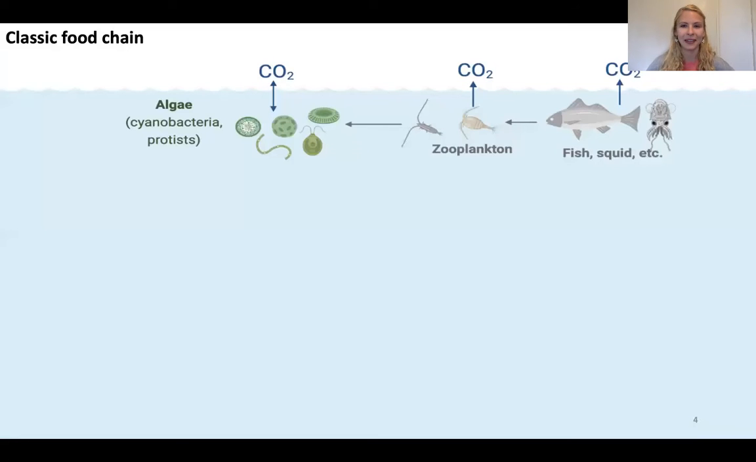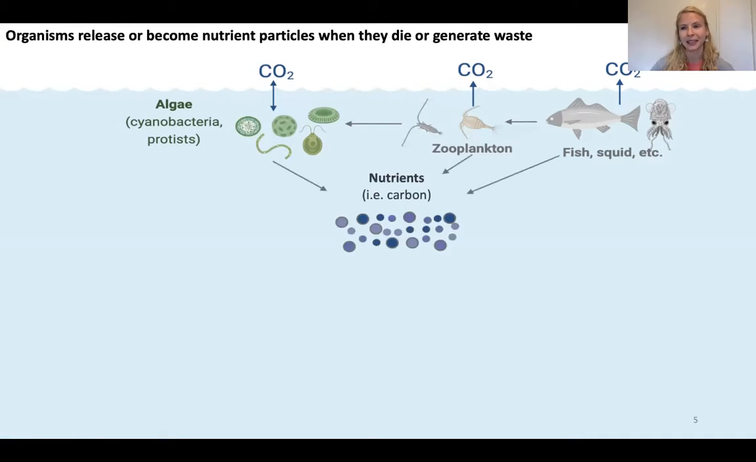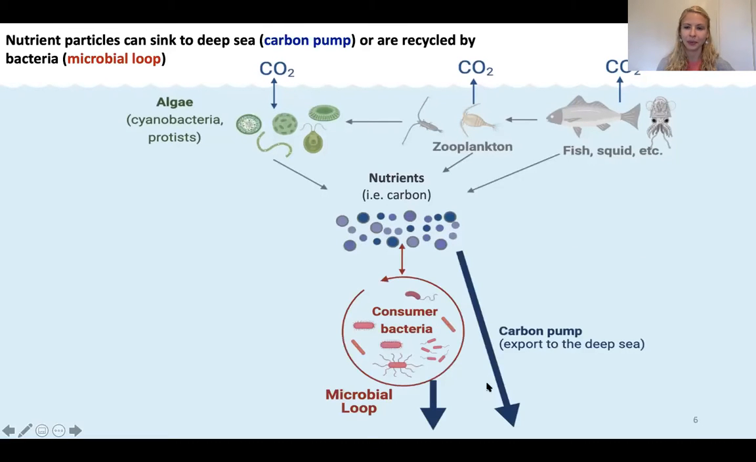So here's a picture of our ocean, and to start we have our classic food chain with algae that are photosynthetic and fix carbon. These algae, which are not to scale, get eaten by smaller animals that get eaten by bigger animals, and so on. And all of these organisms, when they die or excrete waste, release nutrients into the ocean. These nutrients either sink to the bottom of the sea in the carbon pump, such as the marine snow you saw earlier, or they get eaten by consumer bacteria in a process called the microbial loop.